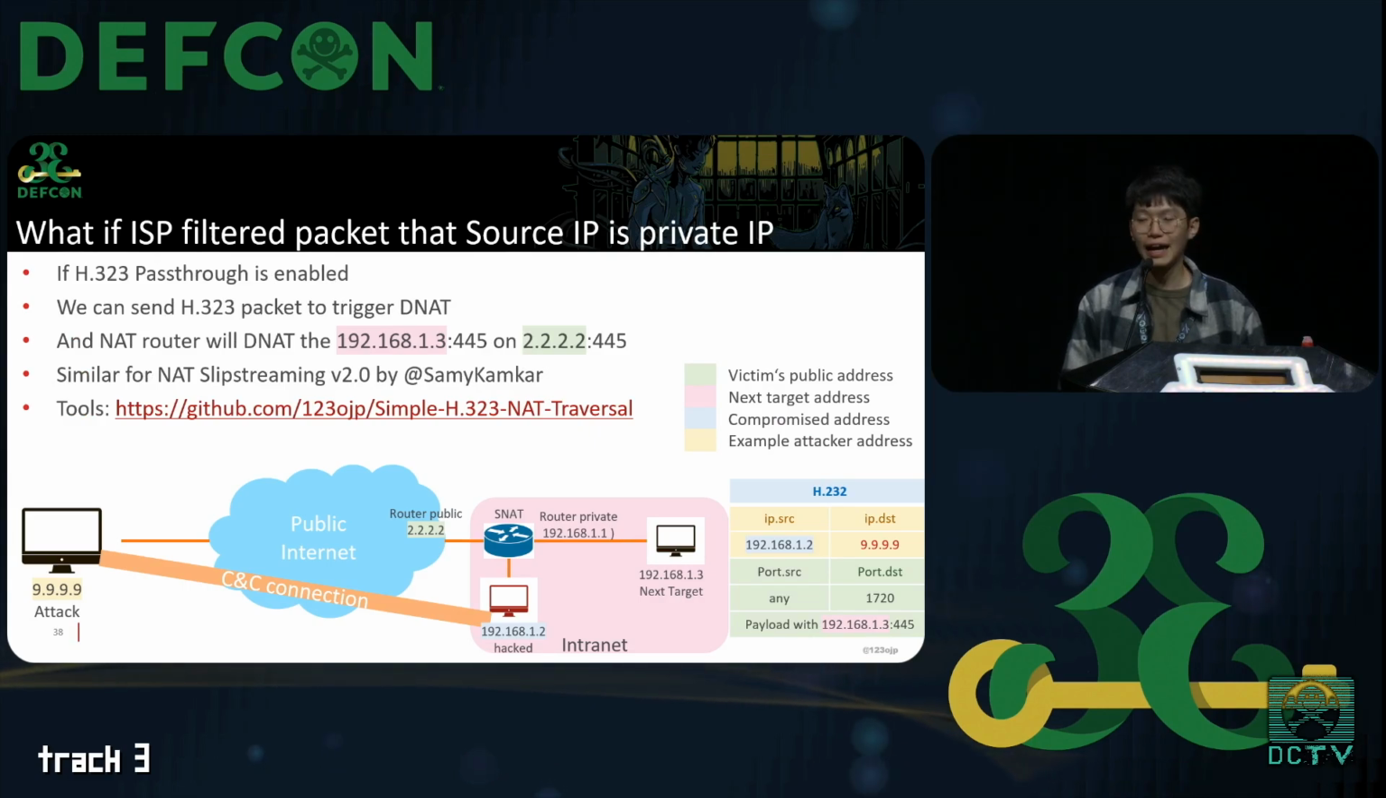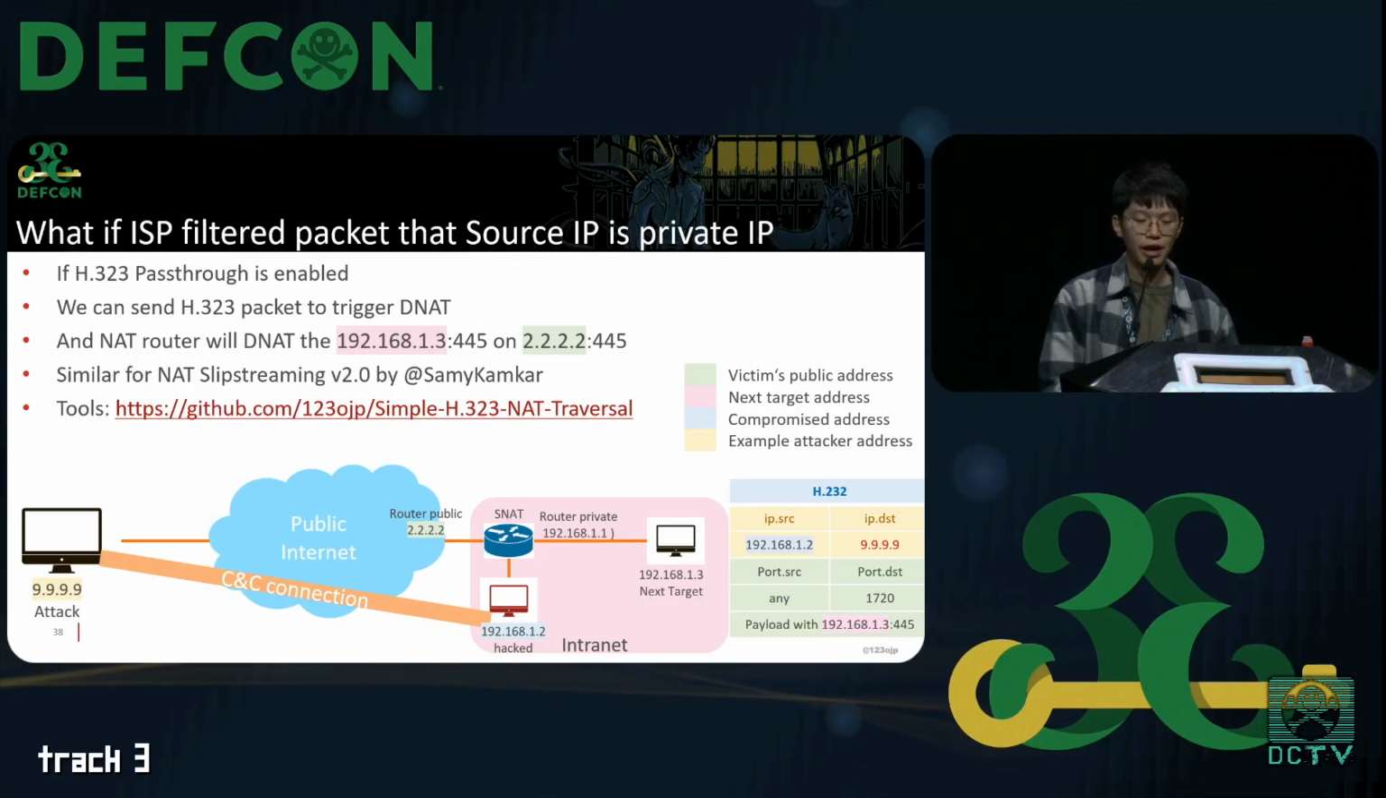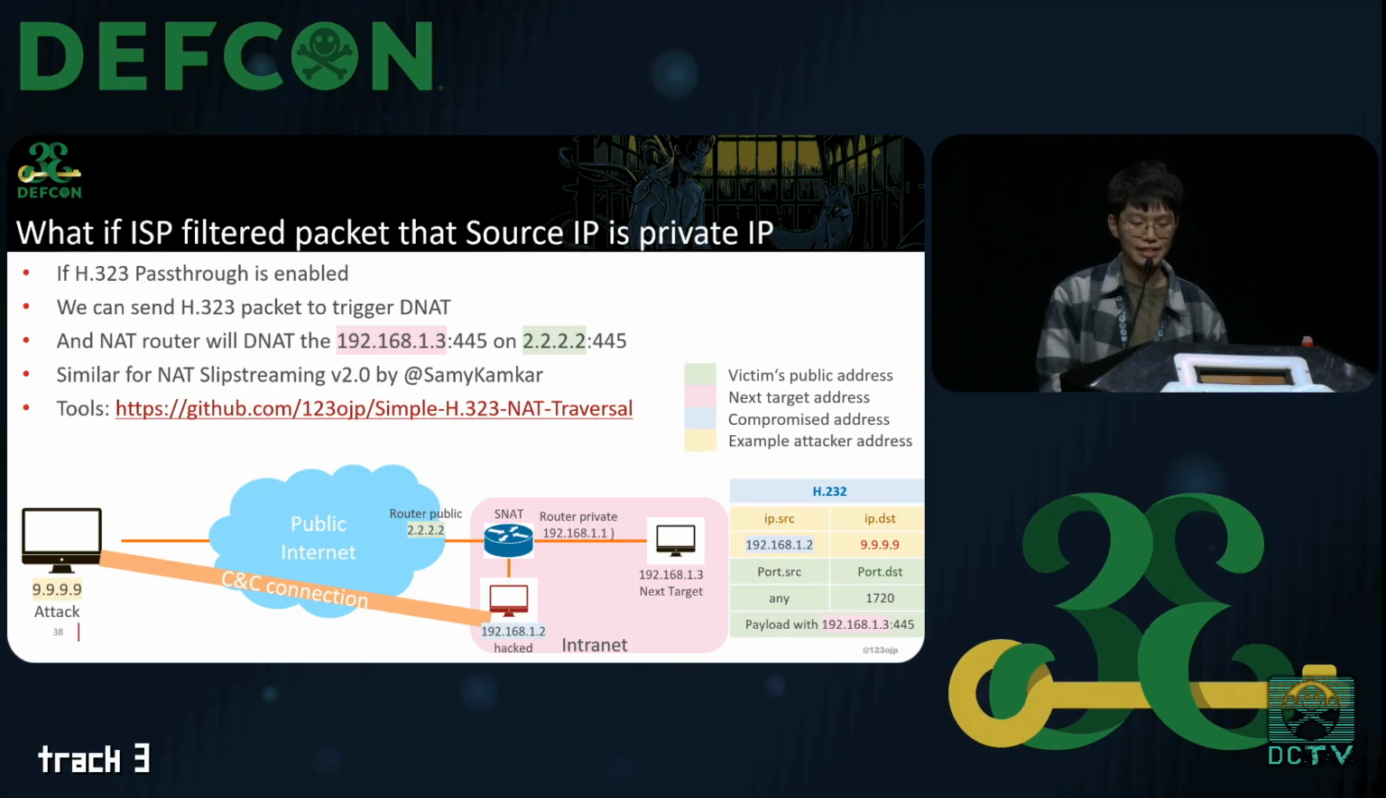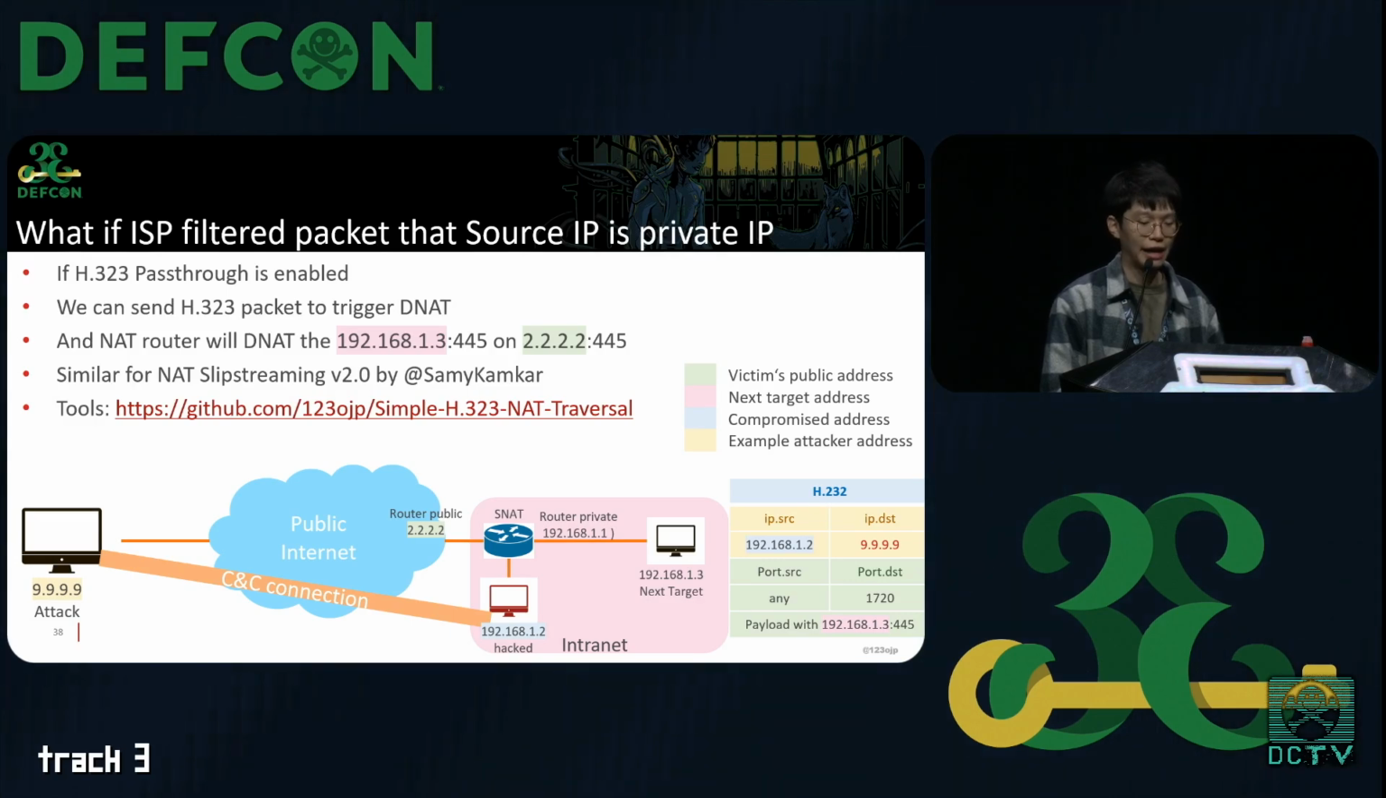So what if the ISP filters packets with a private source IP address? We can use H.323 NAT pass-through to enable a temporary destination NAT. The attacker can send a special packet to 9.9.9.9, which is its C2 server. The NAT router will then create a temporary destination NAT rule for the private IP .1.3 port 445 and open it to its public IP port 445. This allows the attacker to access the private IP .1.3 on port 445 via 9.9.9.9.